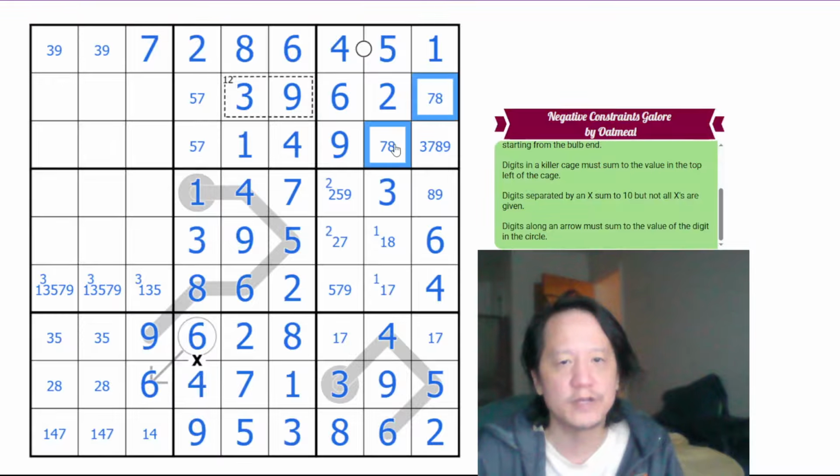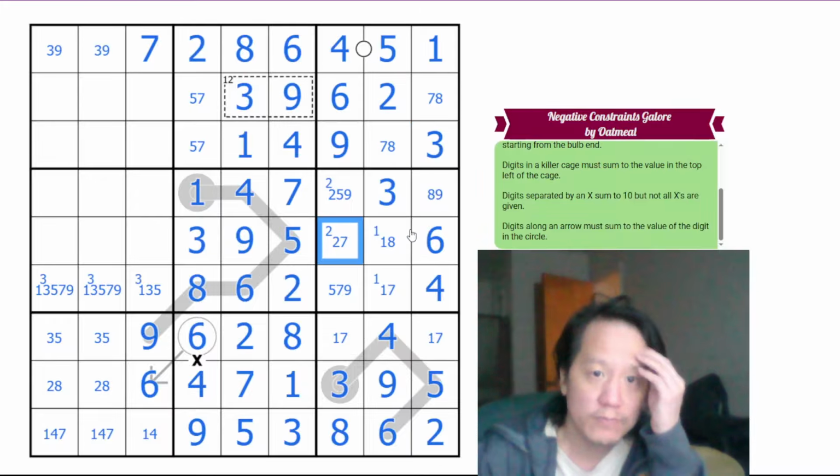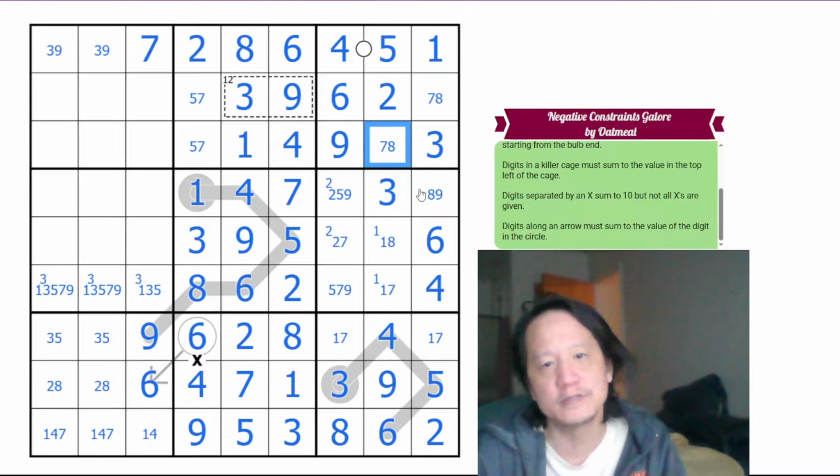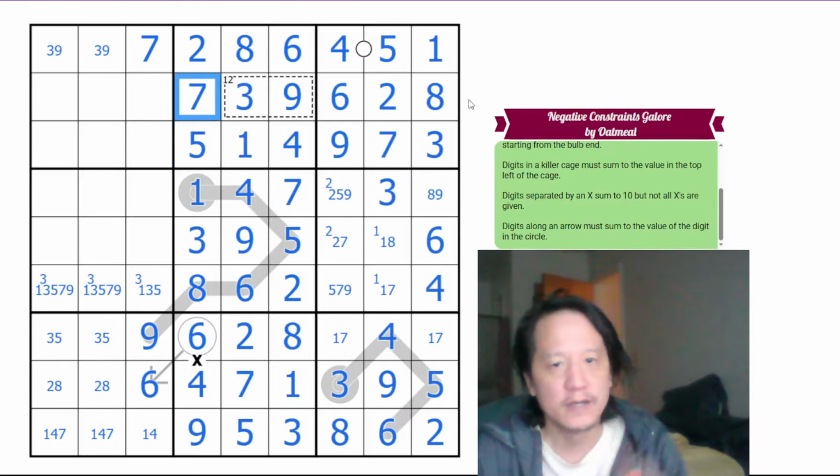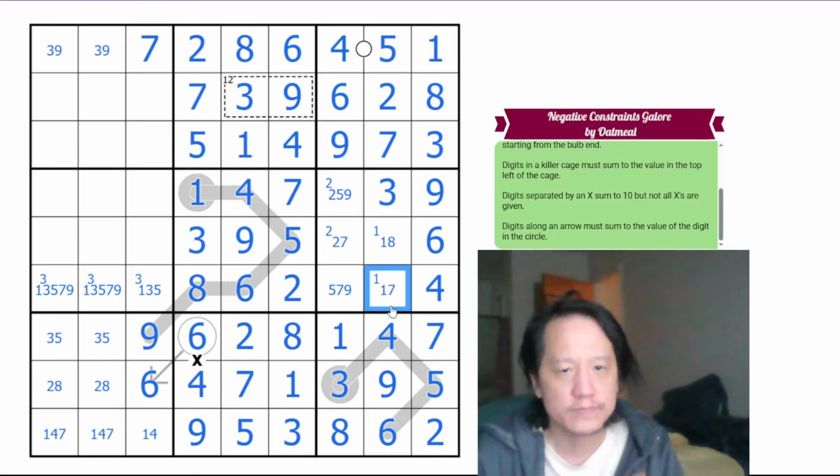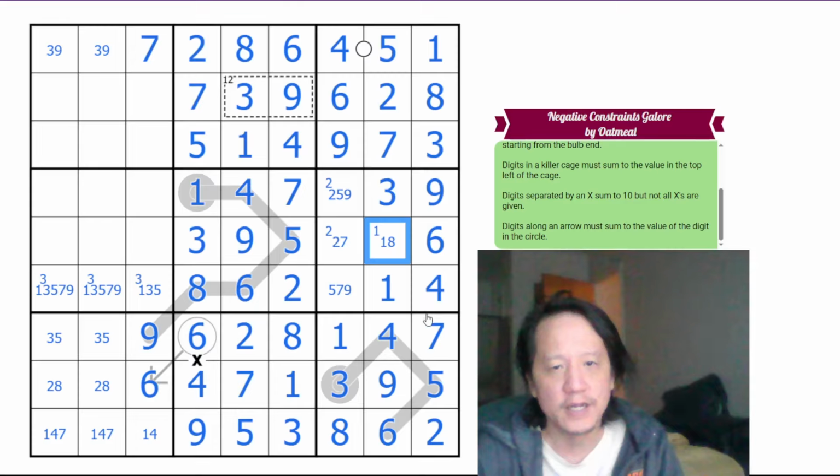This is a 7-8 pair, which eliminates 7 and 8 in the rest of the box. This can't be 9 either, so it's 3. 8 is consecutive with 9, so this can't be 8, so it's 7. This is 8. 7 eliminates 7 here, so it's 5 and 7. 8 eliminates 8 here, so it's 9. 1 eliminates 1 here, so it's 7, which makes this 1. 7 eliminates 7 here, so it's 1 and 8.